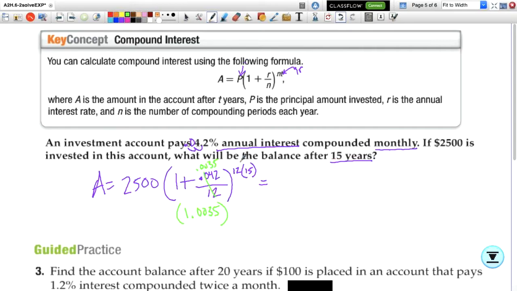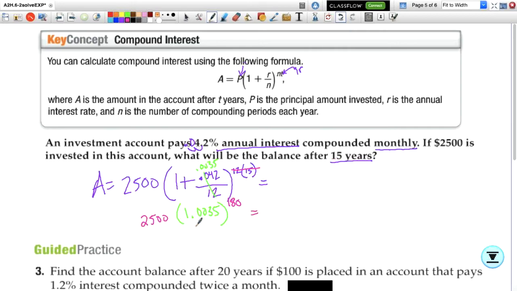Now, instead of rewriting both of these, I know I'm going to have to take this number and raise it to whatever power's here. So I am going to just do 12 times 15 right now. So back on my calculator, 12 times 15 equals 180. So this means this is going to happen 180 times. If it's going to happen 12 times a year over 15 years, that's 180 times that this is going to occur. And it's going to happen to this 2,500 we initially invest into it.